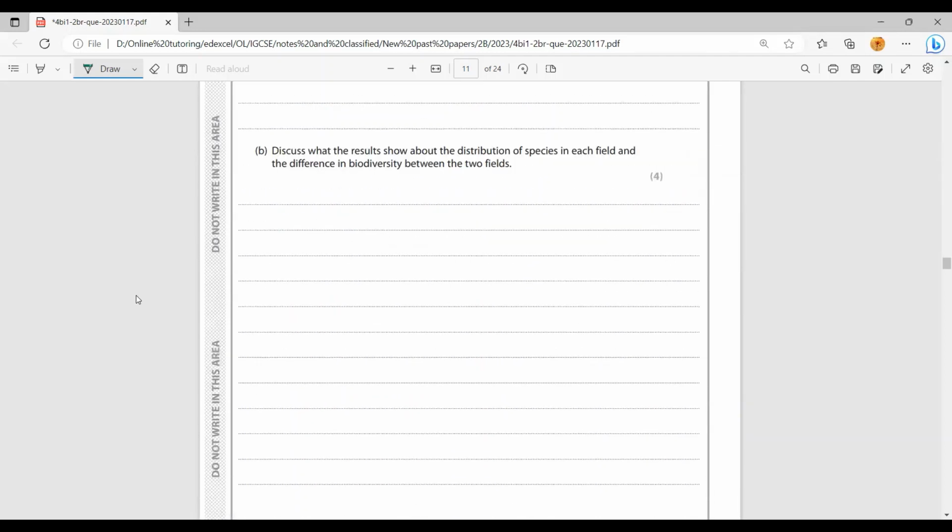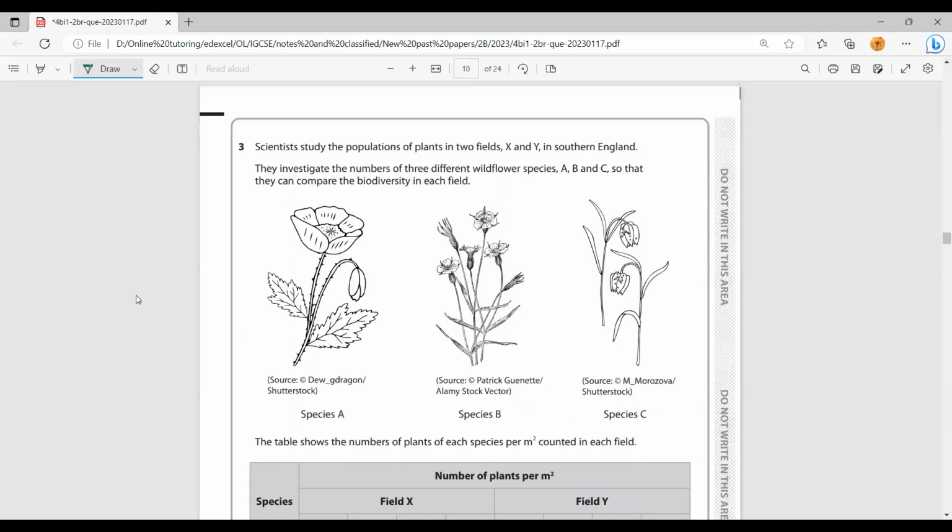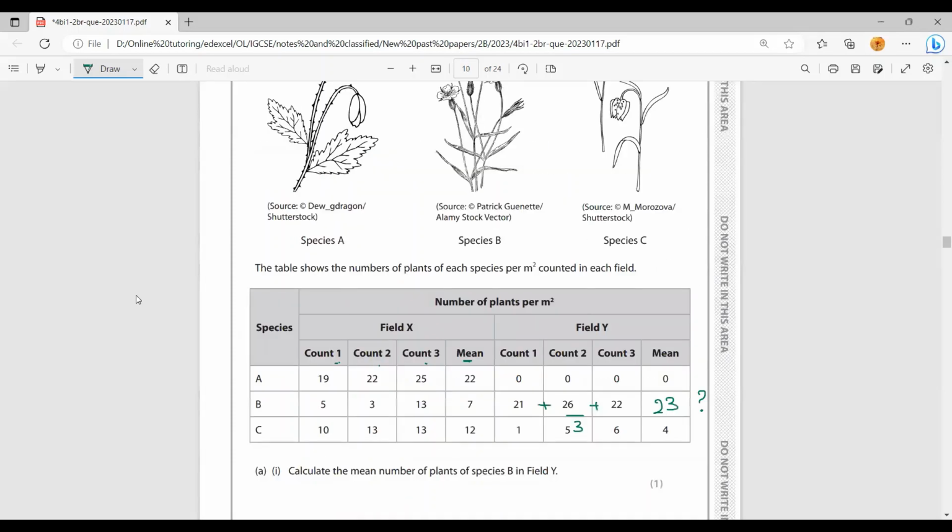Discuss what the results show about the distribution of species in each field and the difference in biodiversity between the two fields. The question is for Salma Ali. Discuss what the results show about the distribution of species in each field and the difference in biodiversity between the two fields. Miss, do you mind getting that table? Live your life, you and the table.